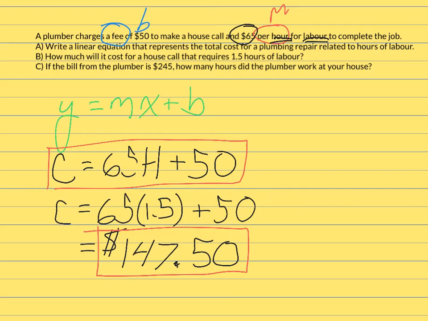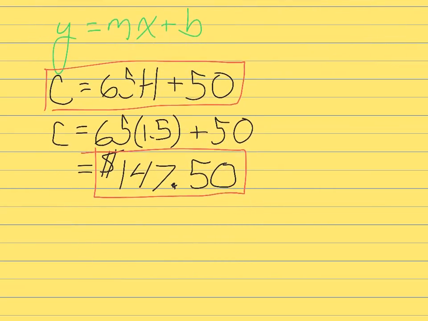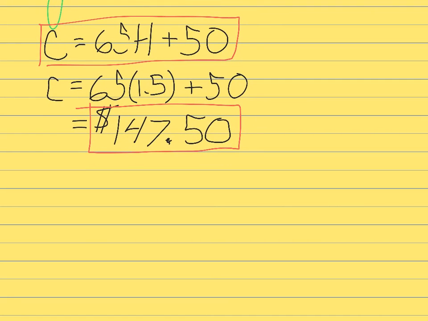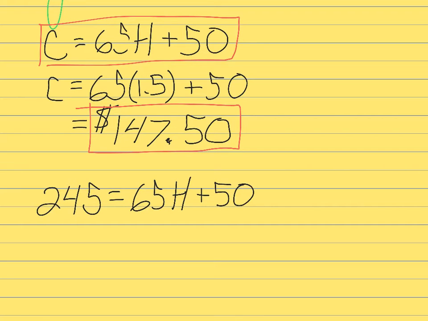We got one more question. It says, if we get a bill from a plumber for $245, how many hours did the plumber work at your house? Okay, so let's give us a little more room. I want to keep my equation there. Alright, so now from this question, we know the cost was $245, and it is $65 for each hour of work plus the $50 flat fee that he charges.